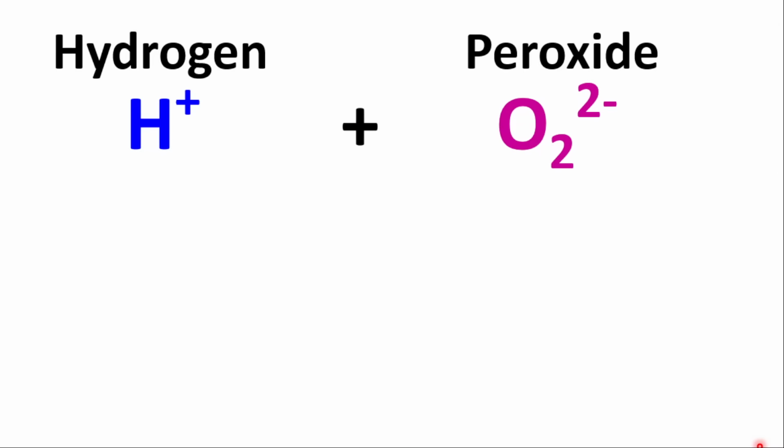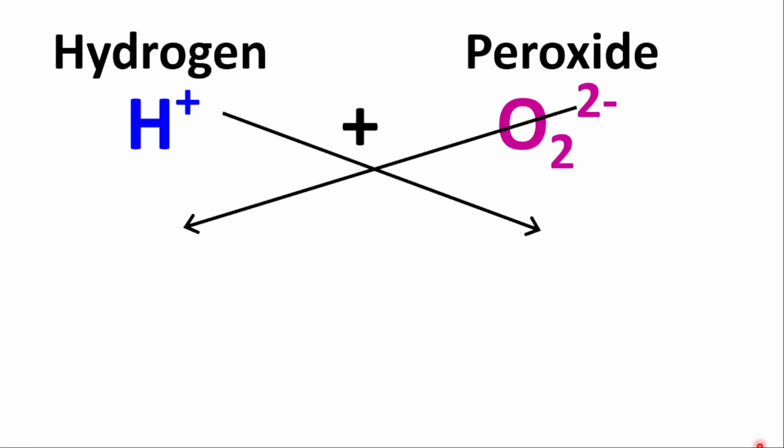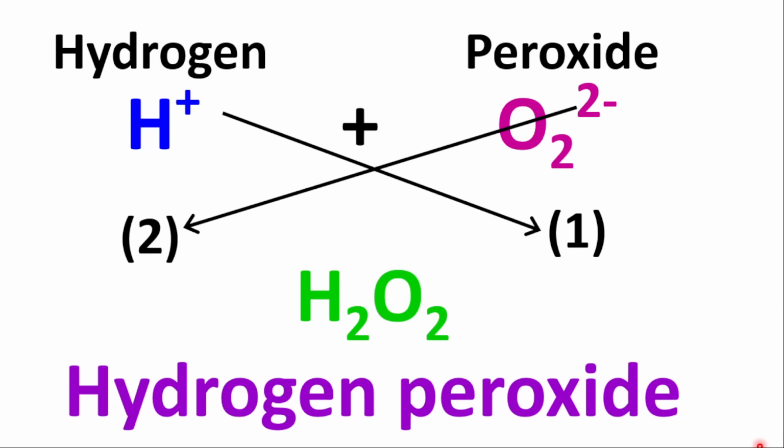In this case, we have hydrogen peroxide. This is a peroxide ion right here, which is O2 2-, and we have a +1. So how do we work this out? Again, we're going to crisscross the charges. The +1 will go over and the -2 will go over. So drop those numbers down, and we're going to have 2 H's and O2. That is now hydrogen peroxide.